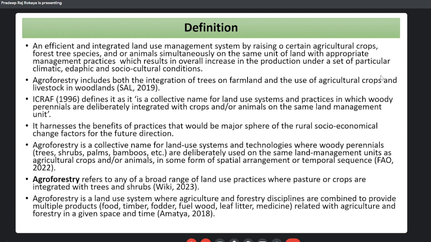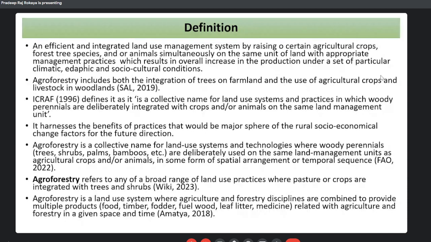Moving to the definition: agroforestry is an efficient and integrated land use management system by raising certain agricultural crops, forestry species, and or animals simultaneously on the same unit of land with appropriate management practices, which results in an overall increase in production under a set of particular climatic, edaphic, and socio-cultural conditions. So agroforestry respects culture, climate, and the particular edaphic environment.